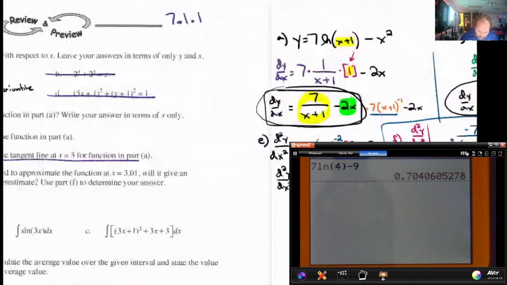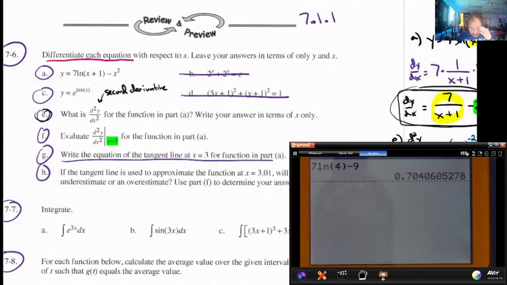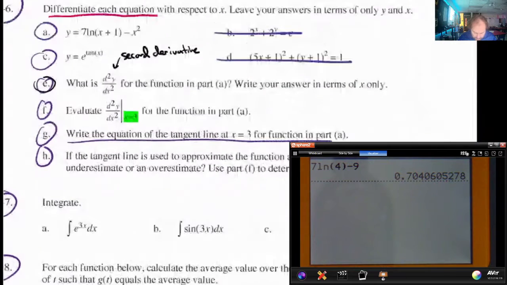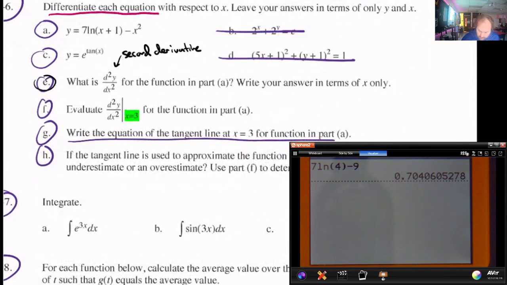Let's look at question G. One more thing to look about. If the tangent line is used to approximate the function at 3.01, will it give an underestimate or an overestimate? Use your answer from part F to determine your answer. So part F is the second derivative, and the second derivative is all about concavity.